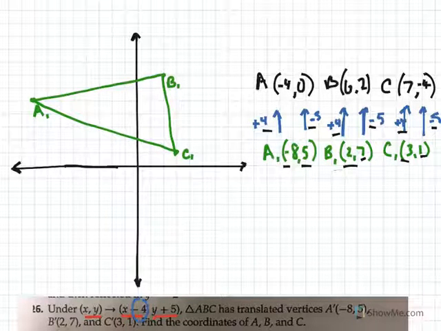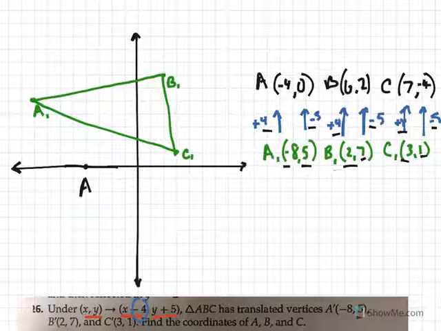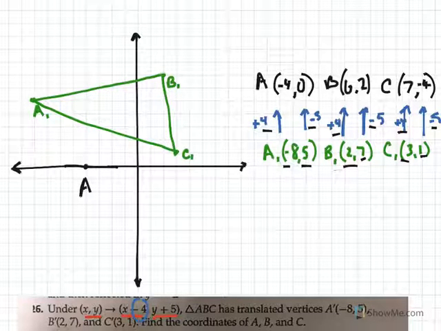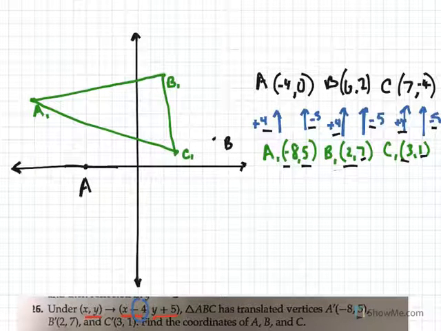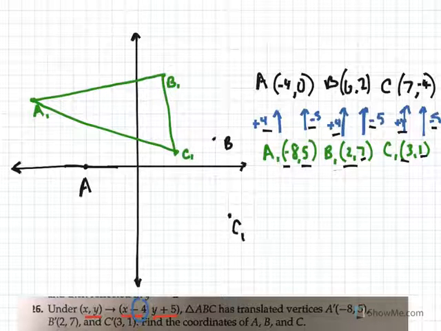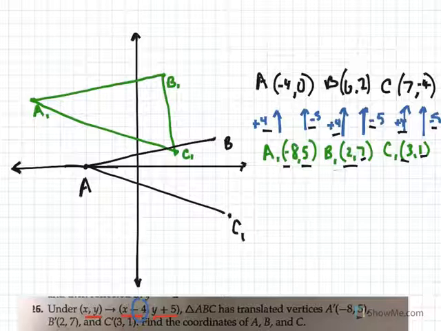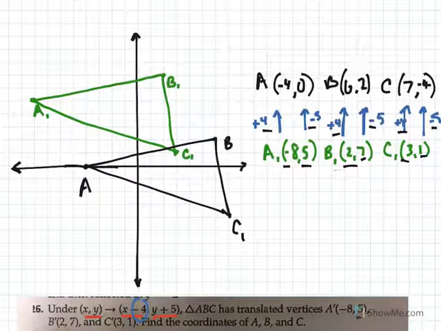Now let's put these points into the graph. So A, we have 1, 2, 3, 4. This is the A original. B original is going to be right here. And then C original is going to be right here. Let's connect our points. And let's just double check our work.